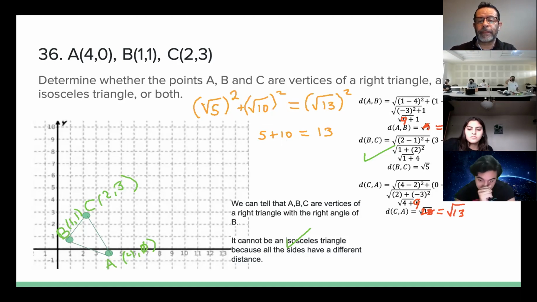No. This is not equal. Yes, go ahead. May I go to the restroom? Yes, go ahead.